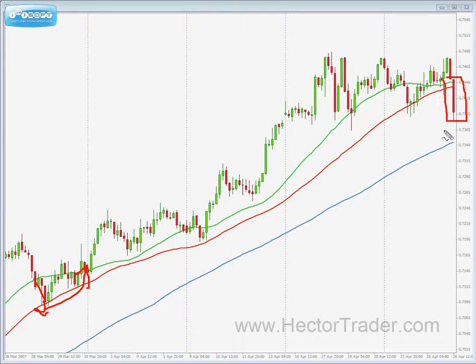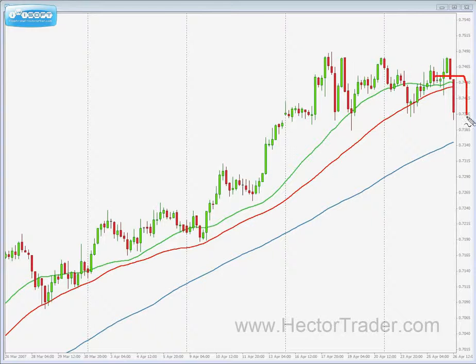Gotta read price action, guys. Price action reading is crucial for trading. It's very important. We have many clues here, and I will go through all of them in detail. Triple top, we just cannot breach this level. We definitely don't want to enter long until we breach that level to the upside.